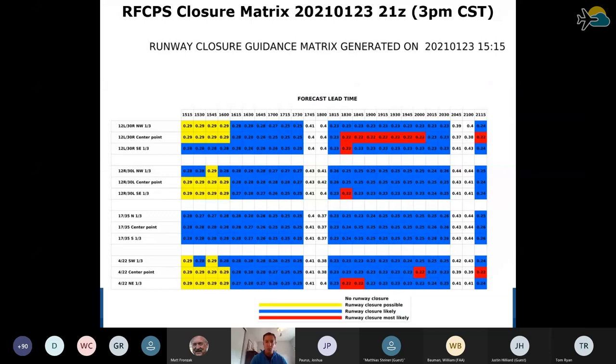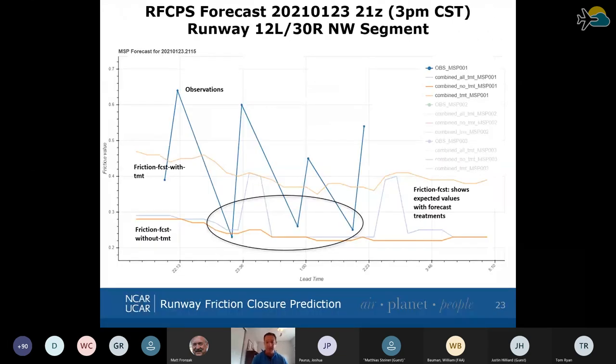And in this case, because it was cold as the event started, we were showing that runway closures would become likely pretty quickly after the event. They were possible initially, likely, and then most likely on some of the segments as the weather really deteriorated and it got cold and it was snowy. Pretty similar to that other case, so I won't spend a lot of time.